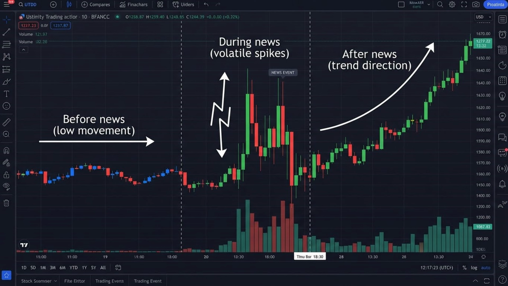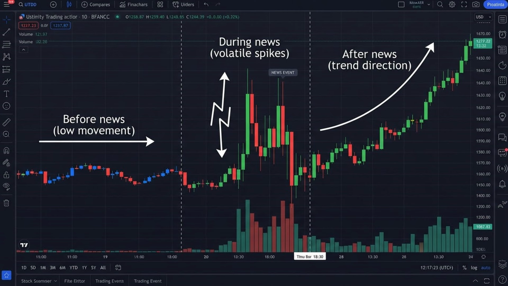The candles become larger and the price spikes both upward and downward as traders react instantly to the information. This is the most chaotic part of the chart, and it often includes unpredictable swings. After the initial volatility fades, the market begins to form a clearer direction. This is when a new trend often emerges, either upward or downward, based on how the market interprets the news.